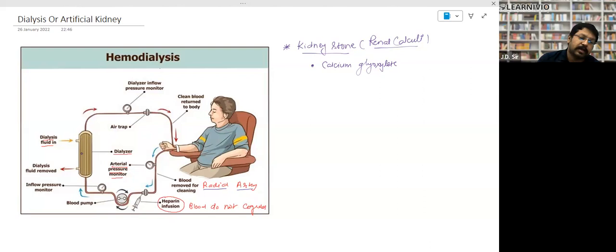And dialyzing fluid goes from one side and comes back to the other side. Through this cellophane membrane, the urea passes out, and blood components do not come out, right? So that's how hemodialysis is done. Clear? Yes, sir.